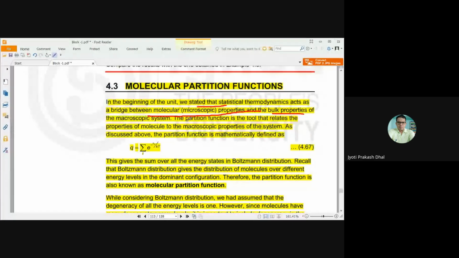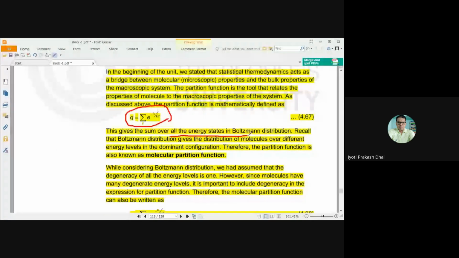The partition function is the tool that relates the properties of the molecule, the microscopic properties, to the macroscopic properties of the system. As discussed in the previous section, Q is the partition function, which equals the summation of e to the power minus epsilon i divided by kT. This gives the sum over all the energy states in the Boltzmann distribution.